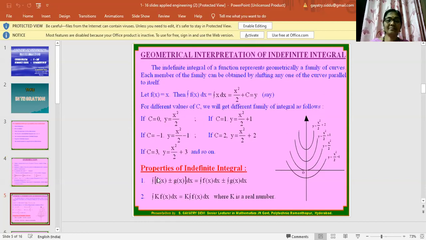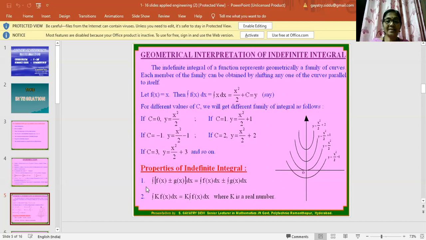Okay, now we go to the properties of indefinite integral. Integral of f of x plus or minus g of x dx equal to integral f of x dx plus or minus integral g of x dx. And integral k into f of x dx equal to k into integral f of x dx, where k is a real number. Plus or minus and multiplication with a constant are the only properties explained here.